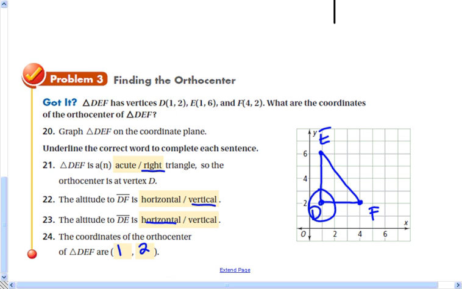Just to show you that the other altitude will meet there also. If we draw a line perpendicular to this line, that slope is -4/3. The opposite reciprocal would be 3/4. If I draw a line from here with a slope of 3/4, that line goes there, and notice it also meets at that point.